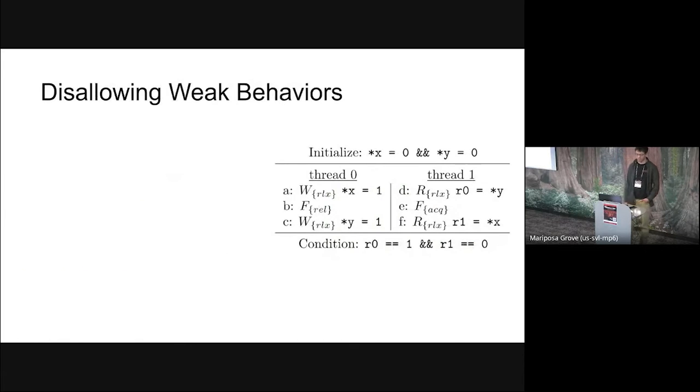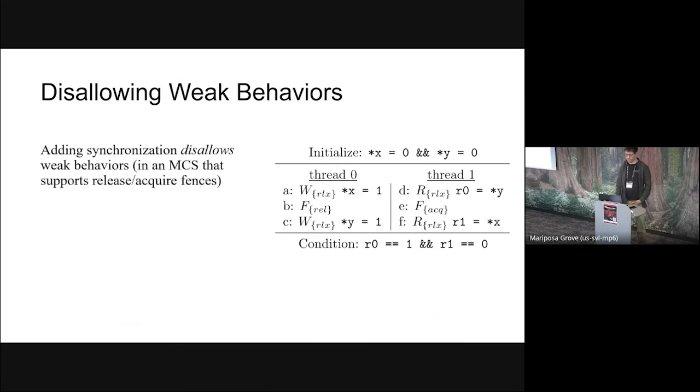So a natural follow-on to that is, what if we actually want to disallow these weak behaviors? If we're writing a lock, we probably don't want to allow this kind of stuff to happen because it could allow things to leak beyond critical sections. So here's that exact same program, but in this case, I have fences between the writes on thread 0 and the reads on thread 1. Specifically, I have a release fence on thread 0 and an acquire fence on thread 1. It turns out that adding this sort of fence synchronization disallows the weak behavior if your memory model supports it. Vulkan, thankfully, does support it. It does allow you to write these release acquire fences to disallow these behaviors.